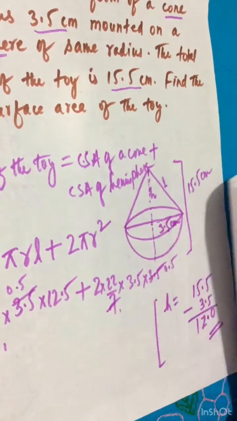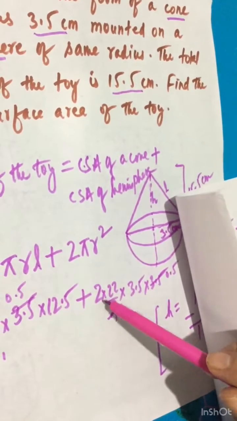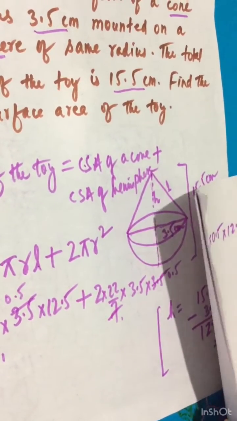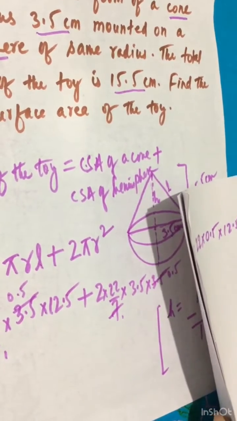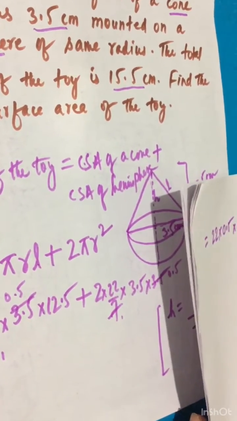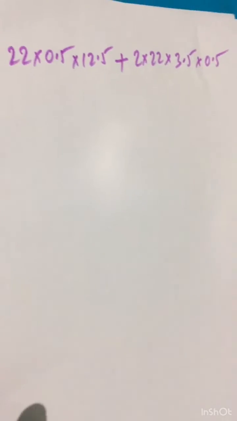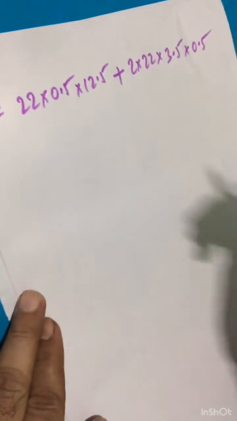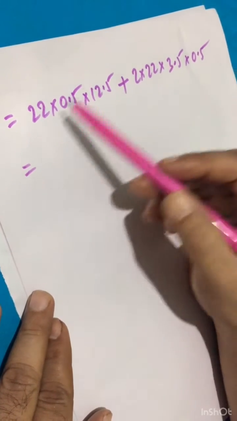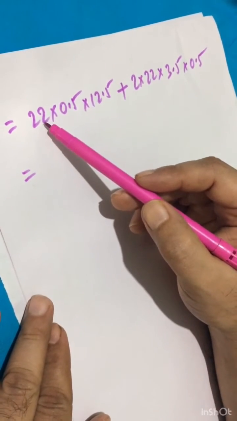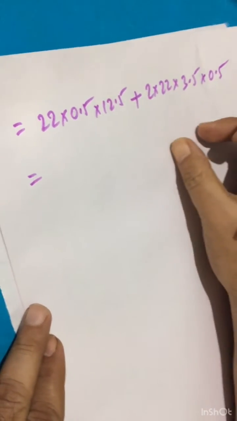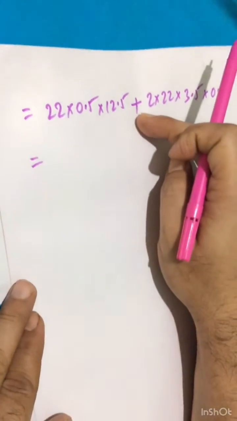plus 2 into 22, 2 into 22 into 3.5 into 0.5. So this is remaining after cancelling with 7. Now this 3 will multiply, we will get a value here, and this multiplied, then we will get a value here, then we will add together.